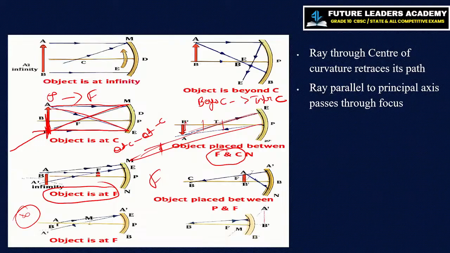When the object is placed between P and F, the image will be formed beyond, not on the same side, beyond the mirror. It is an exceptional case, where the upright image forms. So all the other cases will form an inverted image.